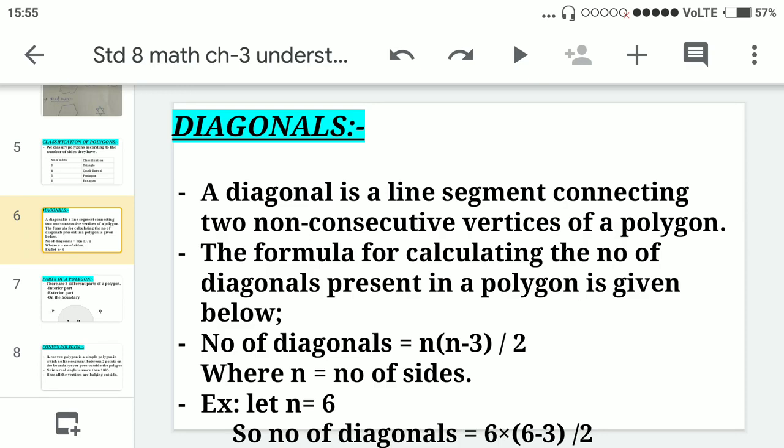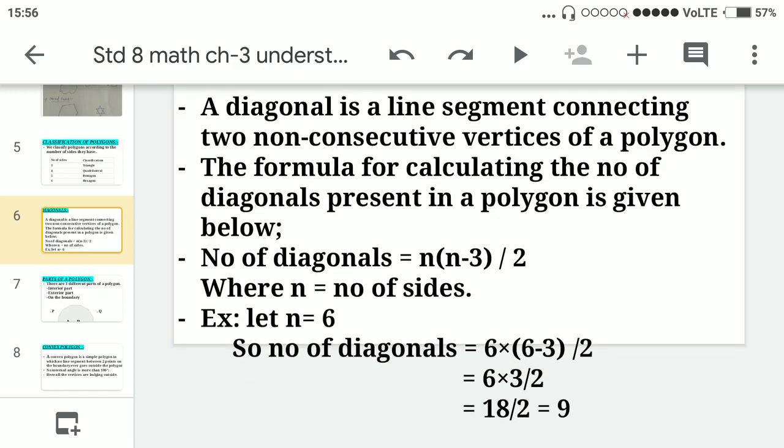That means we know that a quadrilateral has 2 diagonals, and a triangle has 0 diagonals. But instead of a quadrilateral or triangle, if it is any other polygon, like one with 22 or 70 sides, or any random number, we are able to find out how many diagonals are present in that polygon. So the formula is n into n minus 3 divided by 2.